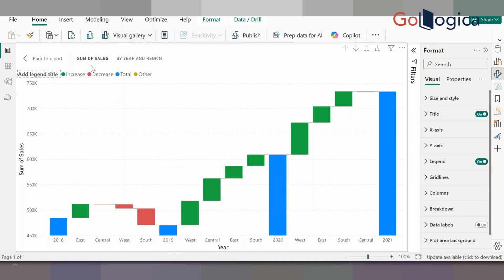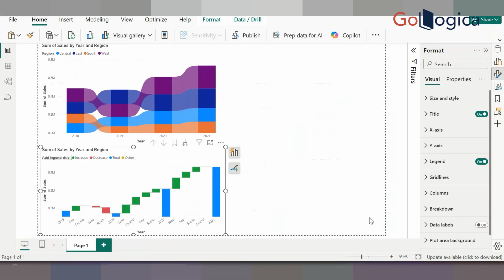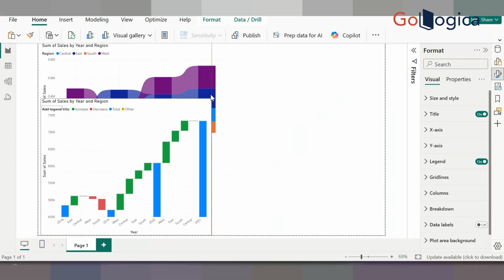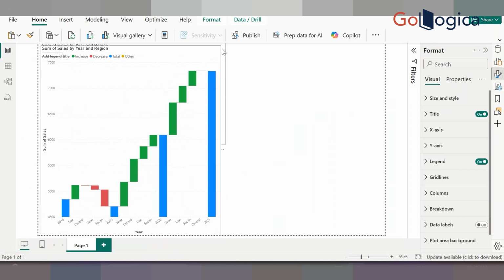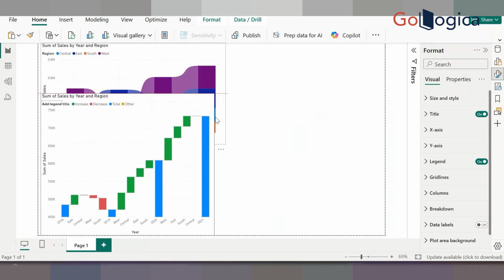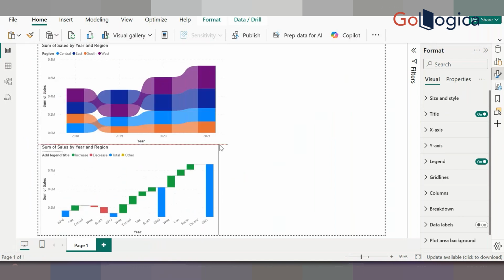Understood about the waterfall chart? So this is mainly used for exploring things, understanding and diagnosing the data.